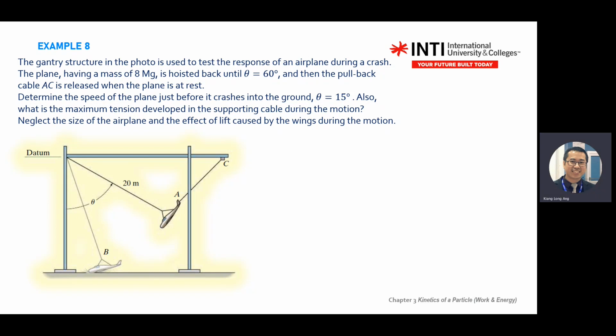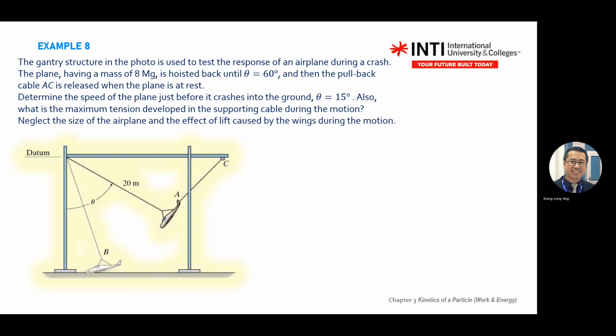We want to find the velocity at B. On the ground, θ equals 15 degrees, meaning the aircraft starts from 60. When it reaches 15 degrees, the aircraft crashes or stops, so the velocity here is 0. Also, what is the maximum tension developed in the supporting cable during the motion? We want to find the tension in the cable, the force. Ignore the size of the plane and the effect of lift caused by the wing during the motion.